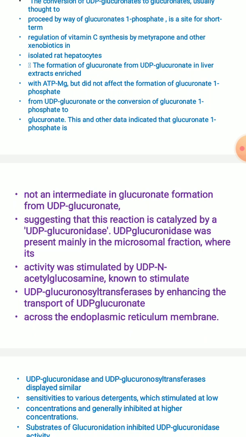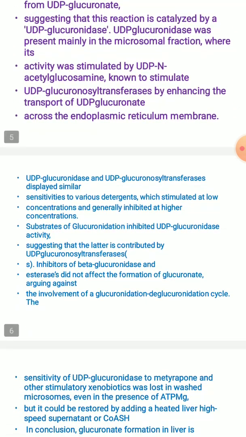Understanding? So this activity can be stimulated by UDP N-acetyl glucosamine, and it is going to stimulate the enzyme UDP glucuronyl transferase, mainly by enhancing the transport of this UDP glucuronate molecule across the endoplasmic reticular membrane. This UDP glucuronidase and the UDP glucuronyl transferases are going to be similar, and very sensitive to the various detergents, mainly stimulated at lower concentrations and generally inhibited at higher concentrations also.